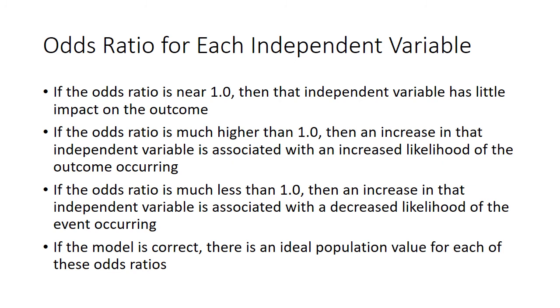So again, if our model is correct, then there would be an ideal population value for each of these odds ratios, and you could use it pretty predictively to go back and say, hey, for these Iranian women, if you are educated, if you have this age, and you are smoking, and so on, you could pretty well predict whether or not that person would be obese, essentially.